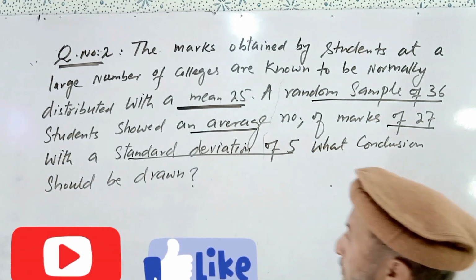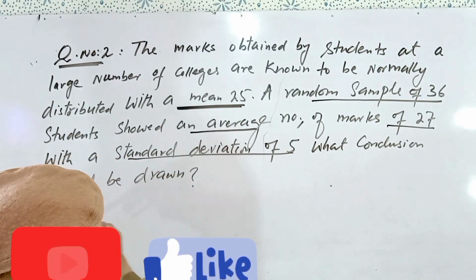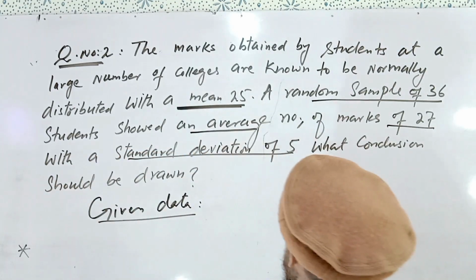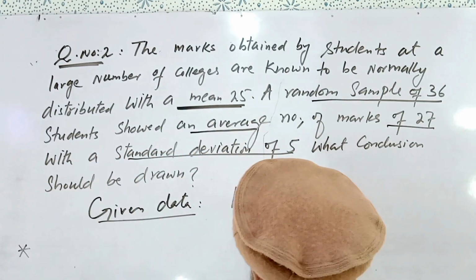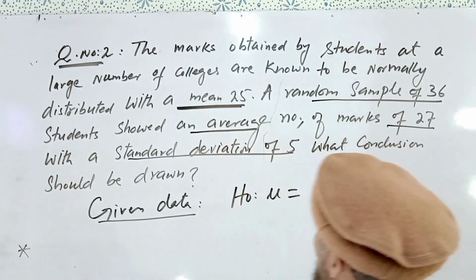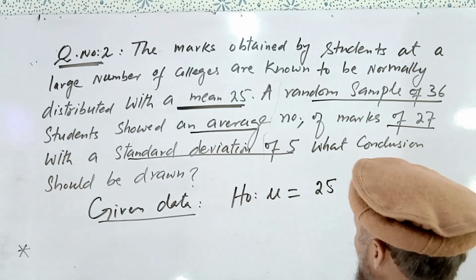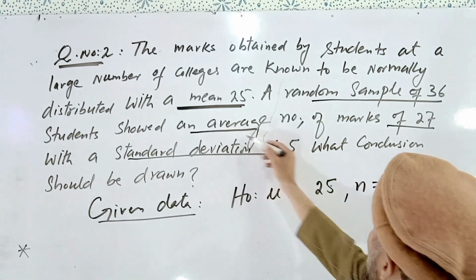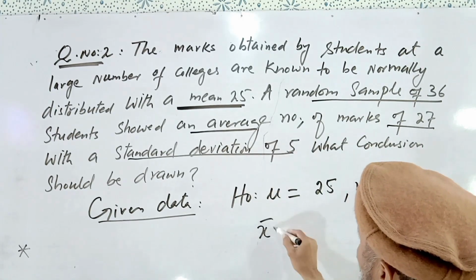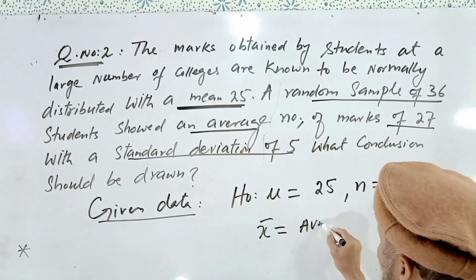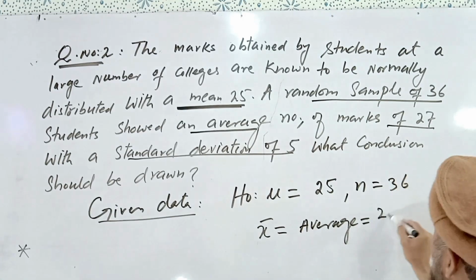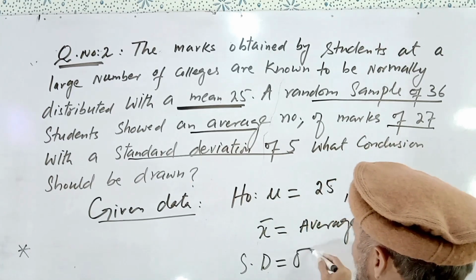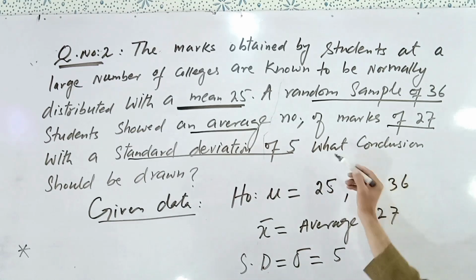It means that we require a hypothesis test. So first of all, we write the given data. We want to test the mean of a normal distribution with mean 25, a random sample of n equal to 36, the sample average x bar is 27, and the standard deviation sigma is 5. What conclusion should be drawn?